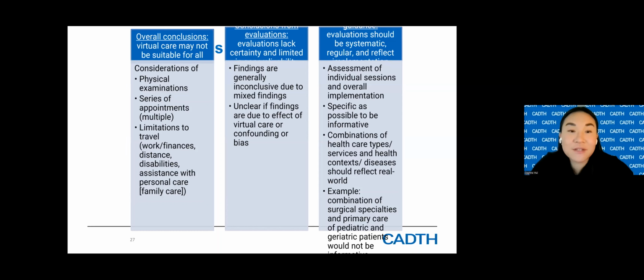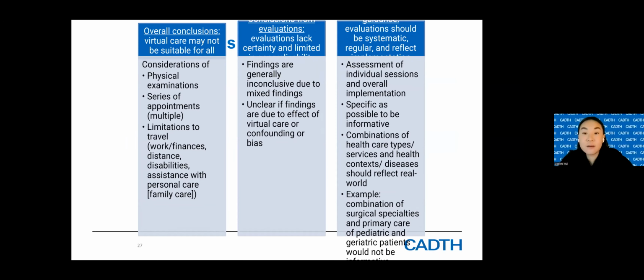So overall, the evidence found that virtual care may not be suitable for all patients. For instance, in-person may be preferred for those who require physical examinations, but virtual care may be preferred by those who require a series of appointments and would have to attend many appointments or experience limitations to travel. So reasons for travel limitations could be related to work, finances, the actual distance, disabilities of the patient and/or the caregiver themselves, and need for assistance with other personal care, such as watching other dependents, such as children.